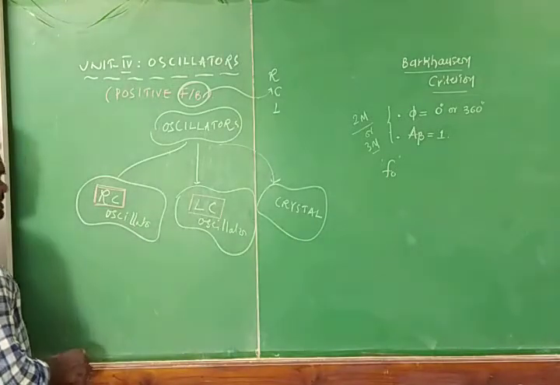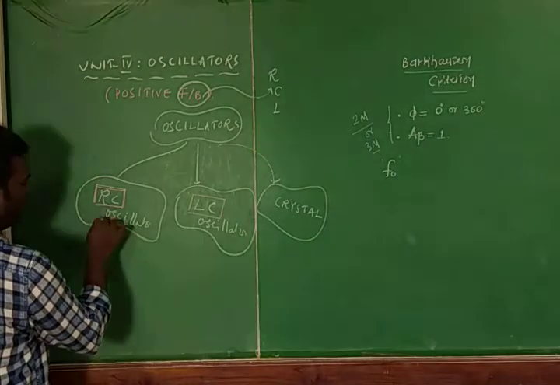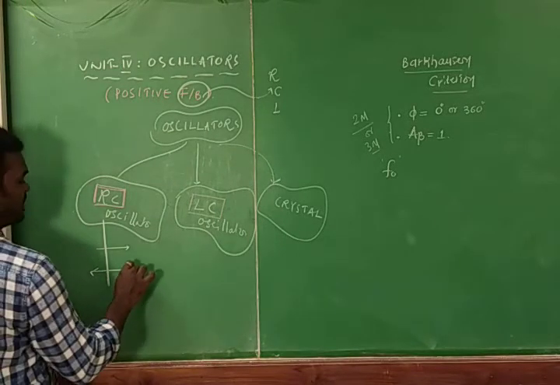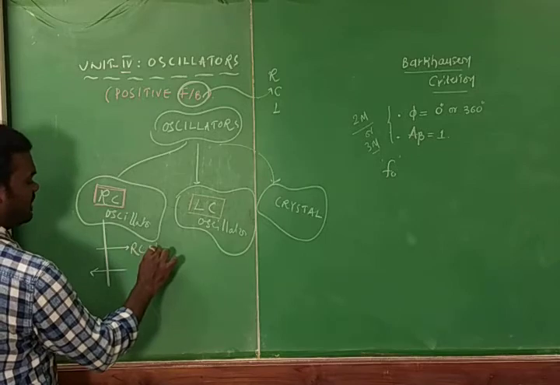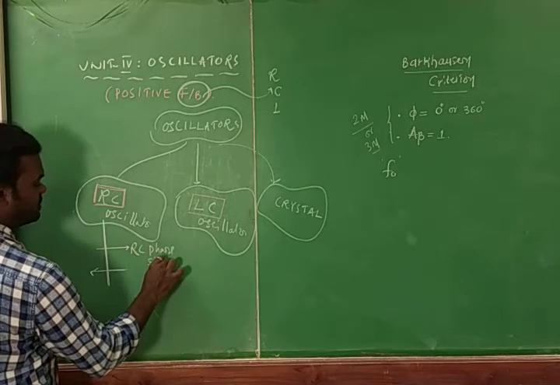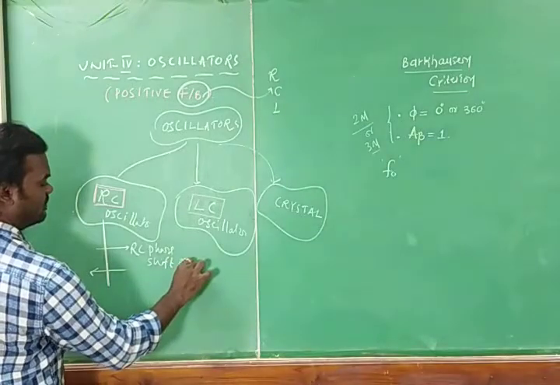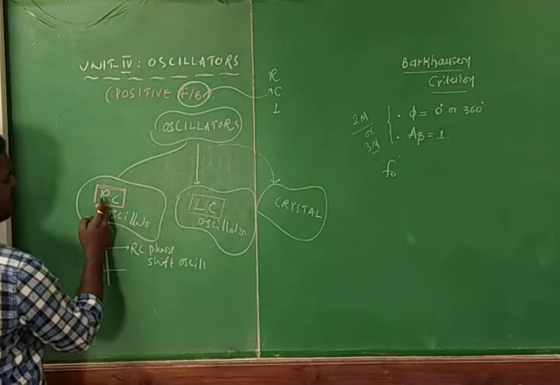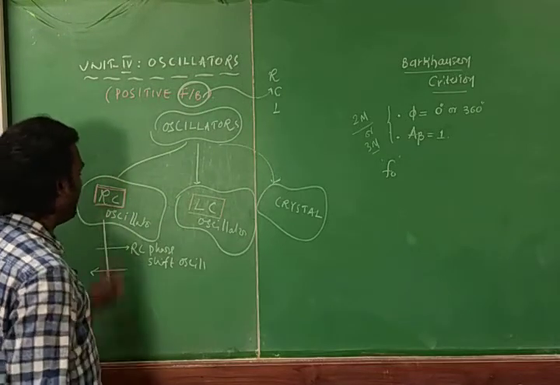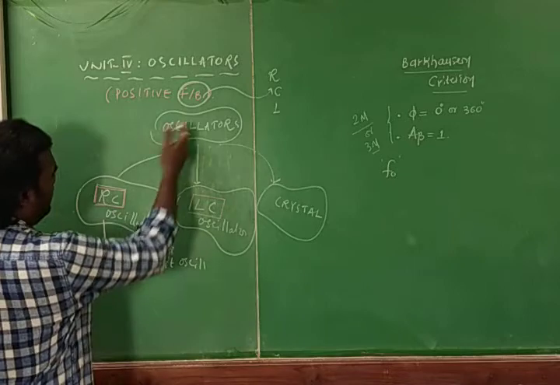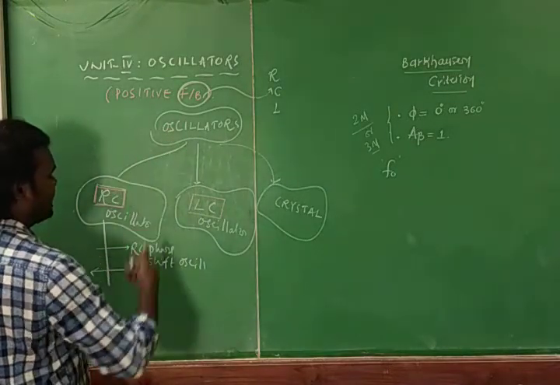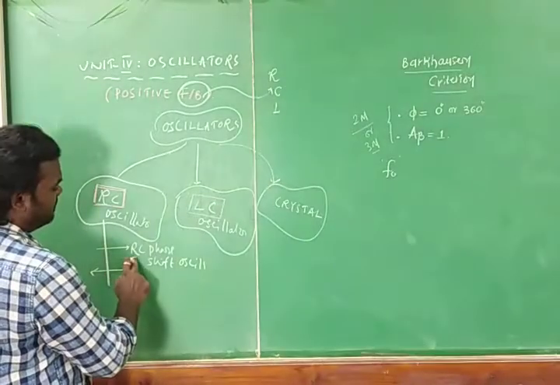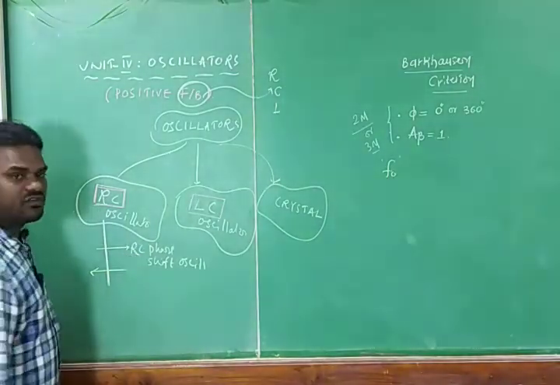In the RC oscillators, we will have two types of oscillator. The first one is named the RC phase shift oscillator. In an RC oscillator, the positive feedback is designed with R and C components only, so it is called an RC oscillator, in which the first type is the RC phase shift oscillator.